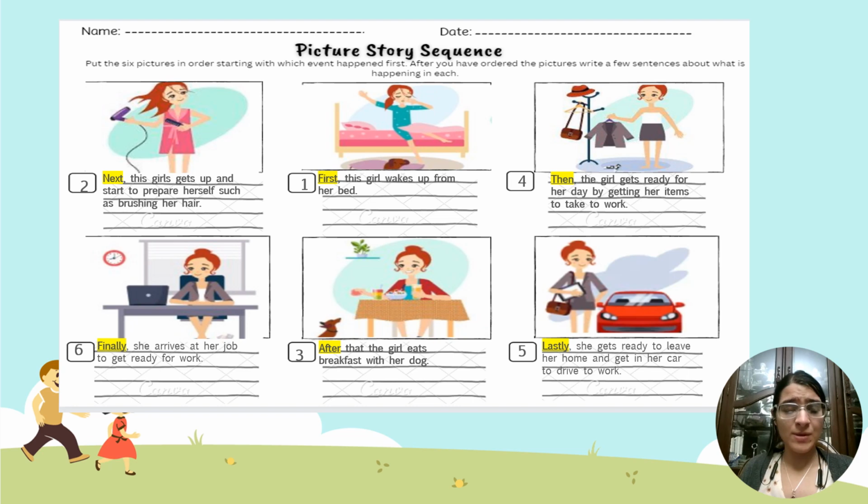The fifth scene would be which of the following? It would be the girl going into her car to drive to work, right? So then it would be the last image, and we would write, lastly, she gets ready to leave her home and get in her car to drive to work. The last scene is the last remaining image, which is the fourth image of the girl sitting at the desk, right? So then we would write, finally, she arrives at her job, to get ready for work. Now that we have gone over together, we will transition to our group activity.